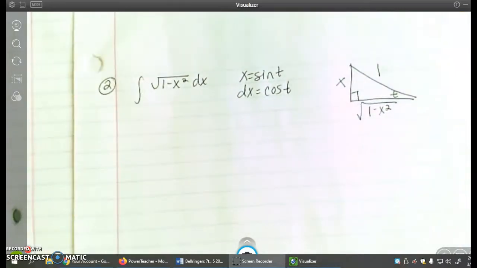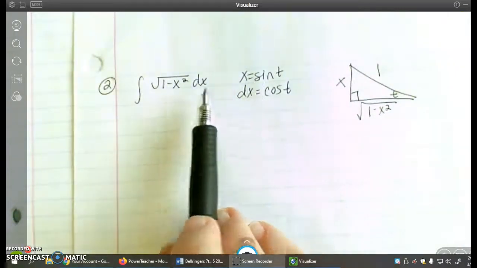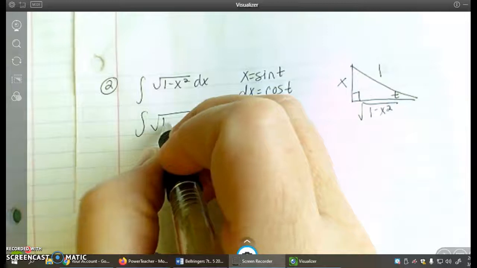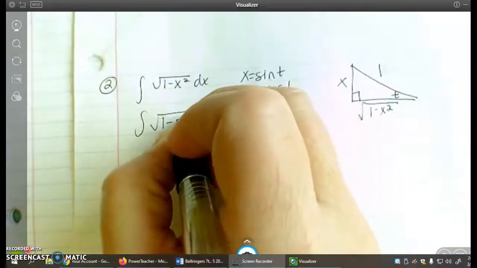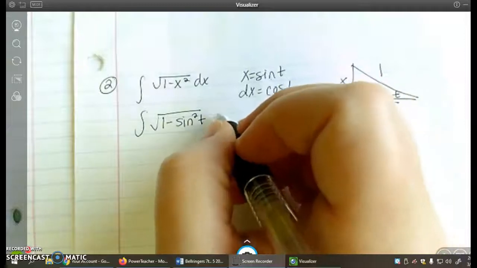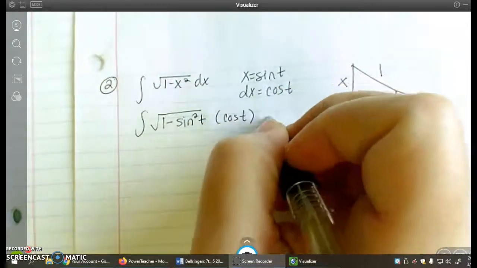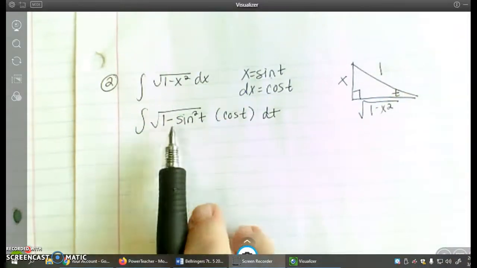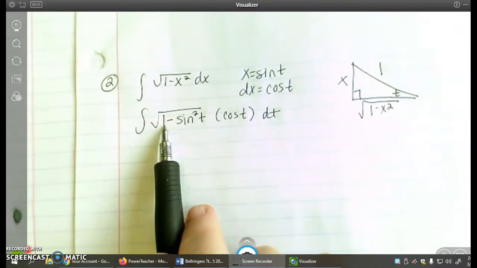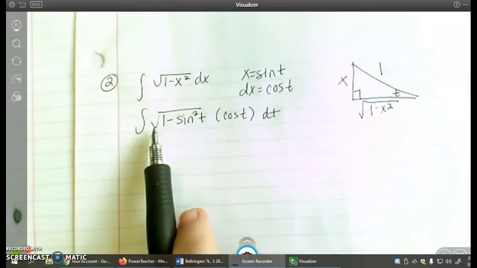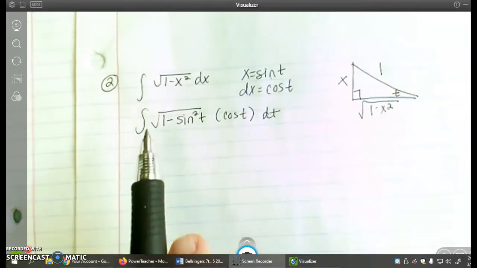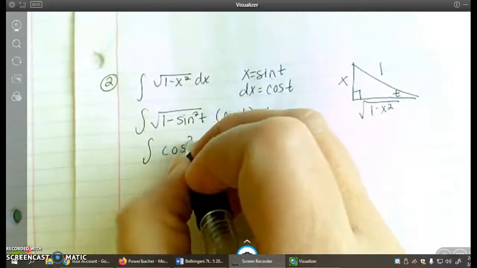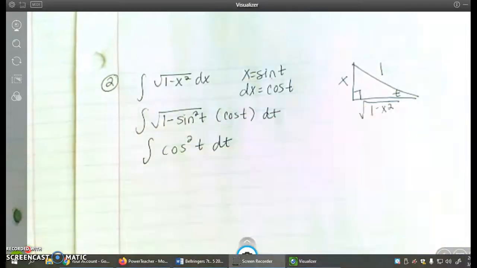So now I substitute everything that I know for x and dx. So I have the integral of the square root of 1 minus, substitute sine squared here. dx is cosine. And now we're all in t's. This one comes out nicely because 1 minus sine squared, I know, is cosine squared. The square root of cosine squared is cosine. So this is the integral of cosine of t times cosine of t. So I know that that's cosine squared of t.